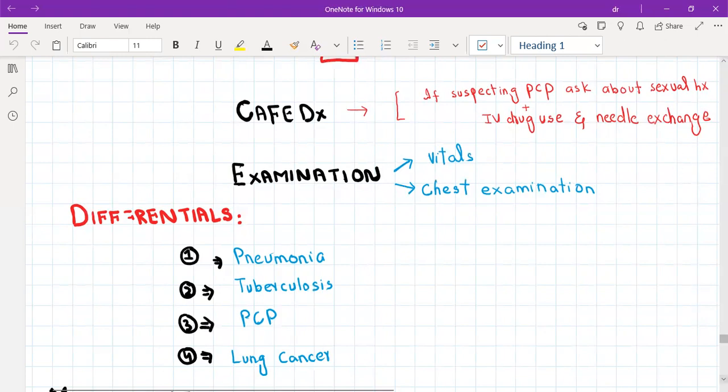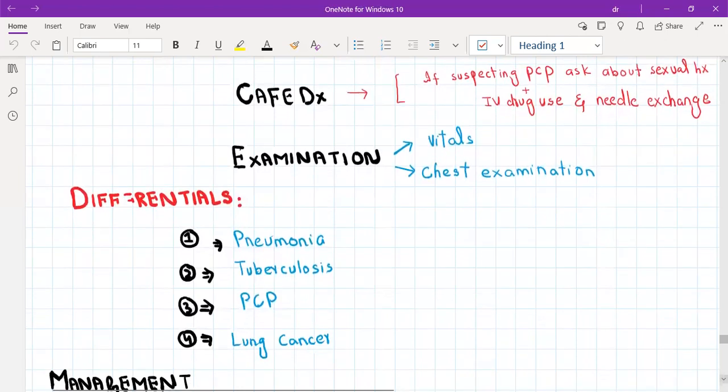Because by sharing needles, there is a high risk that diseases like HIV, hepatitis, and many other serious infections can be transferred from one person to another.